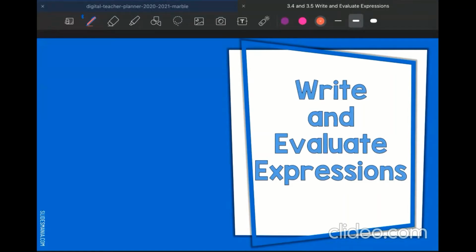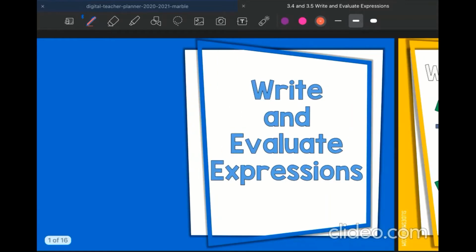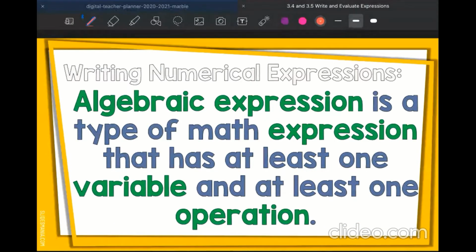Evaluating expressions. Yay! Writing and evaluating expressions. So first, let's talk about the whole writing. Let's talk about how to write a numerical expression. All right. And now we'll do our definition about algebraic expression. An algebraic expression is a type of math expression that has at least one variable and at least one operation. At least one variable and at least one operation.